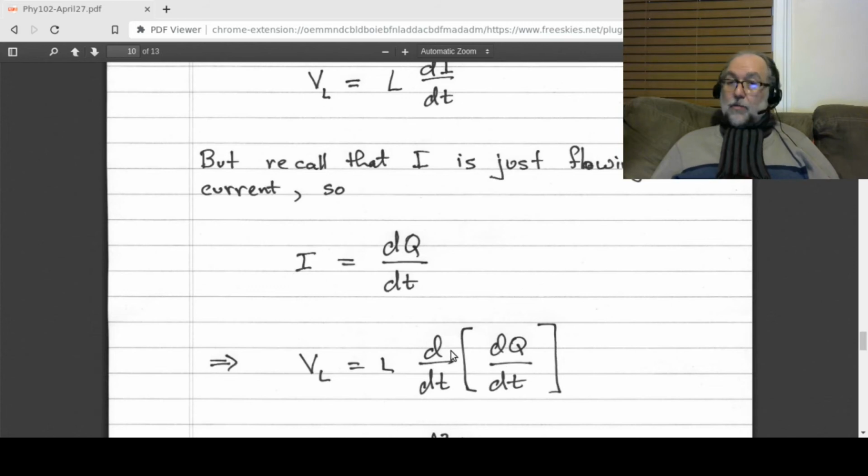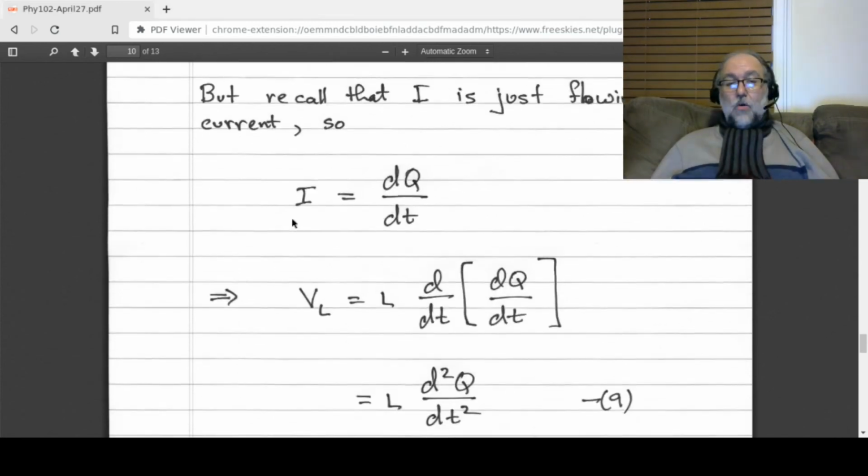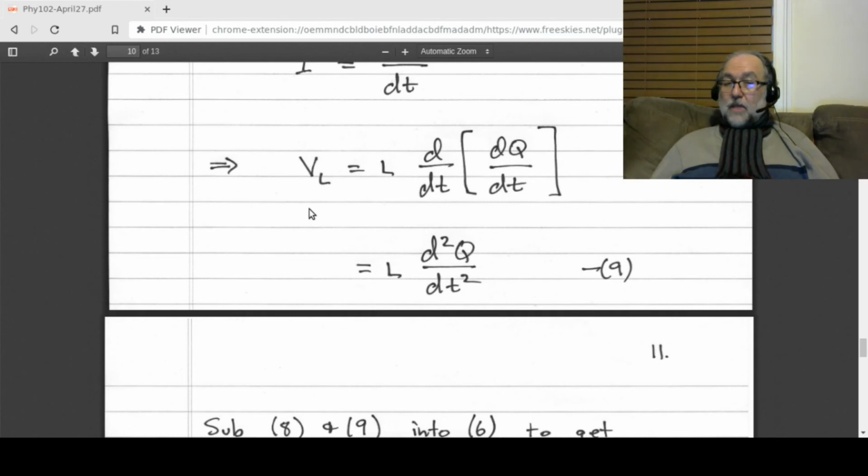And so we have a double derivative here. We're going to differentiate the current, but the current itself is dq by dt. So you can write that the potential drop across the inductor is the inductance times the second derivative of q with respect to t. I think you can already see where this is going, because if you have a double derivative like this, you get sinusoidal motion. The single derivative will give you the exponential decay. We just saw that in the previous two examples. But the second derivative will give you sinusoidal motion.